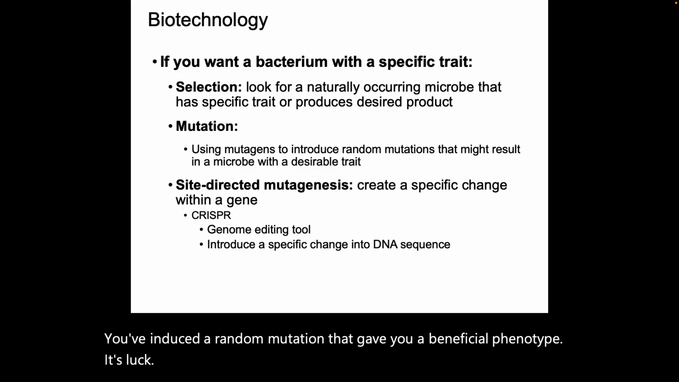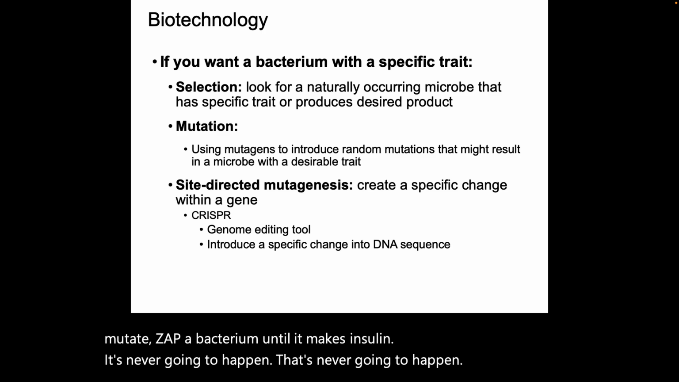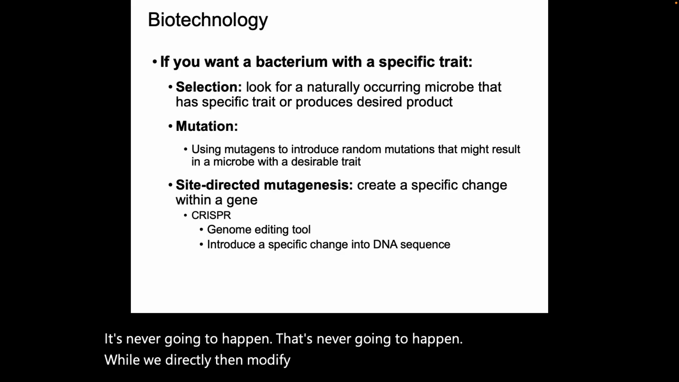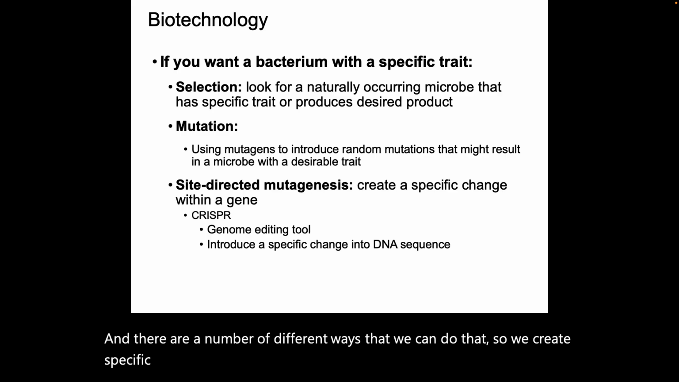It's chance. So what do we do when I don't want to actually have to mutate, like zap a bacterium until it makes insulin? It's never going to happen. Well, we directly modify the organism. And there are a number of different ways that we can do that. So we create specific changes within the organism.